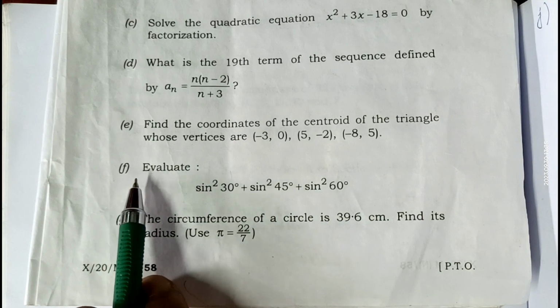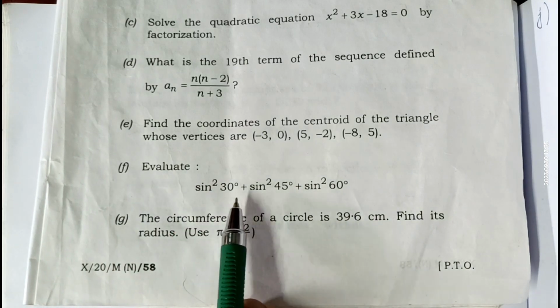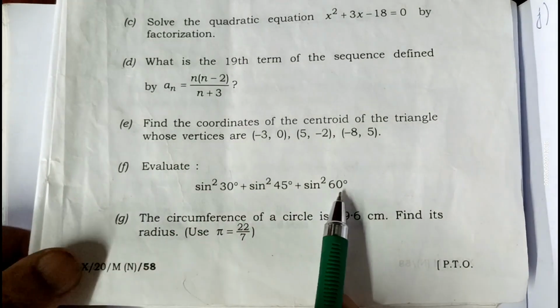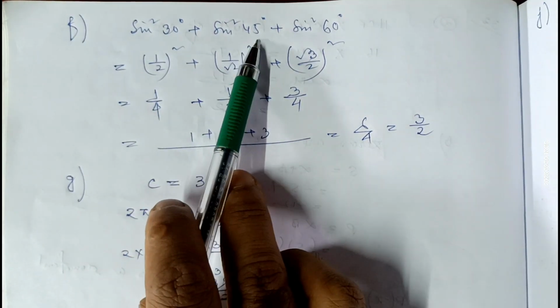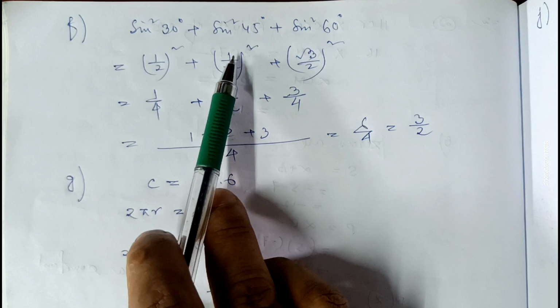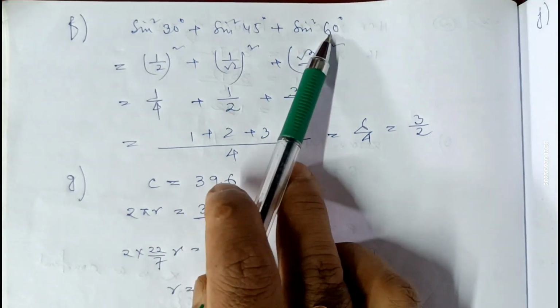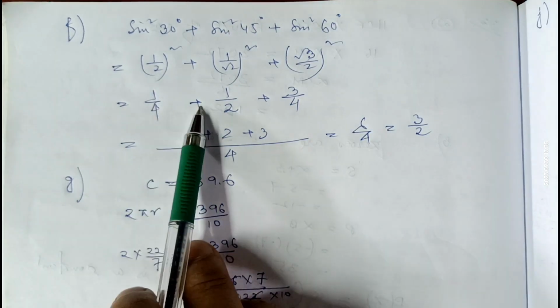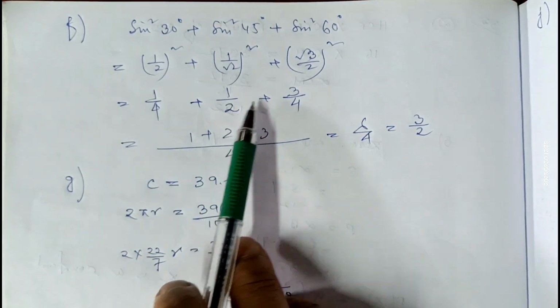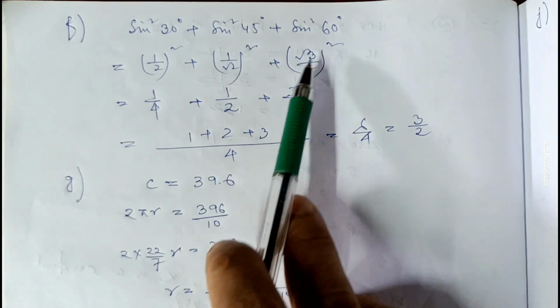In question number F, it is given, evaluate sine square 30 plus sine square 45 plus sine square 60. We know sine 30 is half, so half square. Sine 45 is 1 by root 2, so it will be 1 by root 2 whole square. Sine 60 is root 3 by 2, so root 3 by 2 whole square. So this will give 1 by 4 plus 1 by root 2 square is 2, plus root 3 square is 3, 2 square is 4.